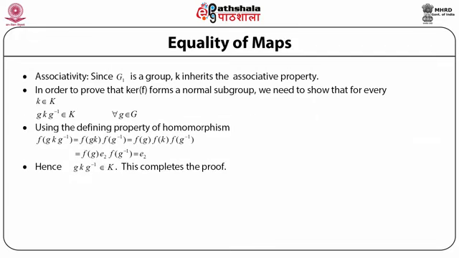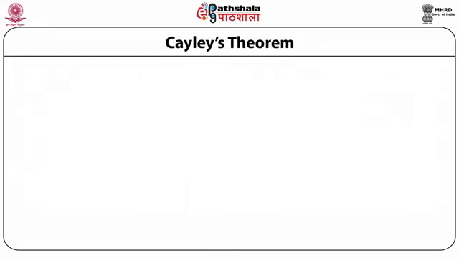Using the defining property of a homomorphism, f of g k g prime is f of g into f of k into f of g prime, which is equal to f of g into f of k, and f of k is the image of k, which is E2, and then we have f of g prime, which is nothing but E2. Hence, g k g prime belongs to K for all elements g belonging to the group G. This completes the proof. We now will discuss Cayley's theorem.